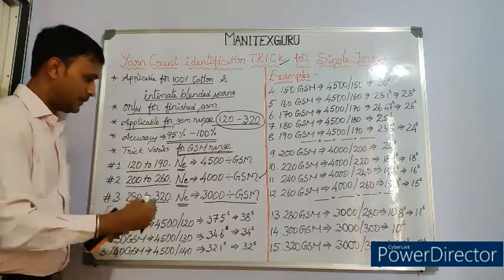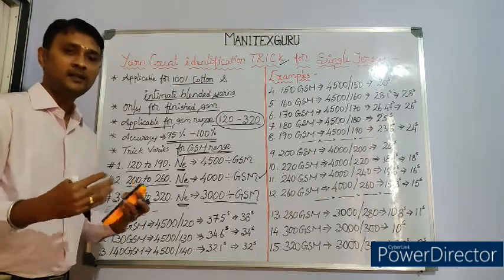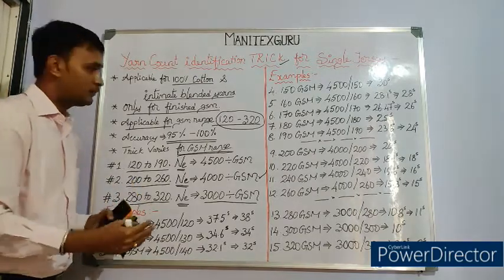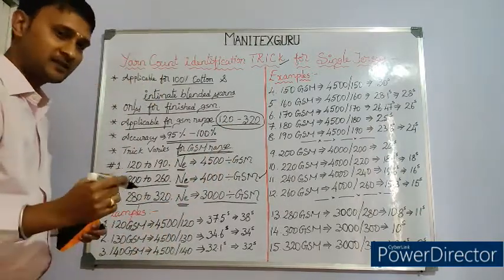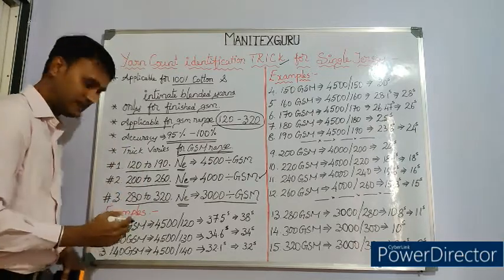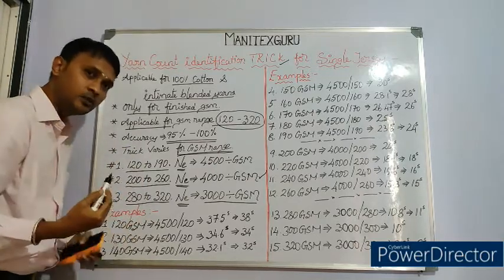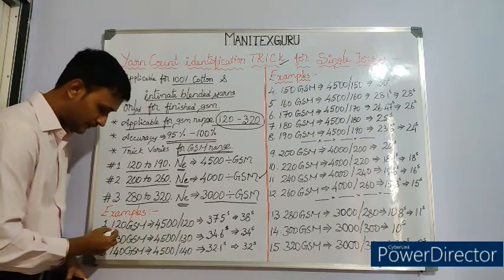So let us apply this trick with an example so that everyone can be clear that this is applicable for the GSM range between 120 to 320. First, let's take the lightweight to medium weight range. The first example, I need to identify the correct count to achieve a 120 GSM finished.